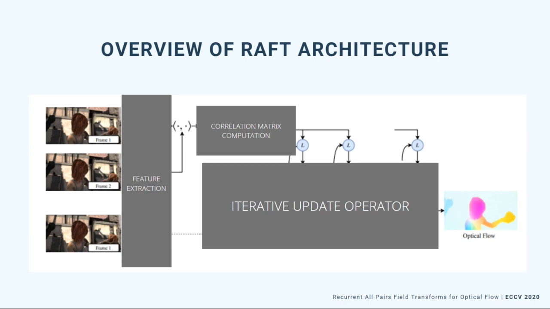And the third one is the iterative update operator, where it estimates the sequence of flow from F1 to Fn by lookup in the visual similarity matrix and refines the current estimate of the flow. So all stages in this architecture are differentiable and can be composed into an end-to-end trainable architecture.